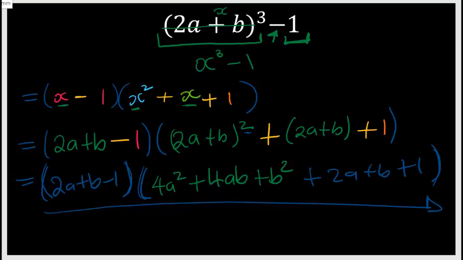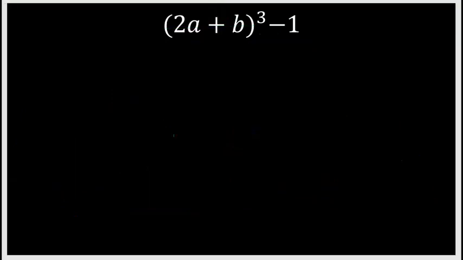Okay, now let's try the exact same question, but without the x substitution. So we know that our answer has got two brackets, a binomial and a trinomial, right? And we know that our binomial is separated by a minus sign, and our trinomial is going to have a plus and a plus. So let's start with our first term.